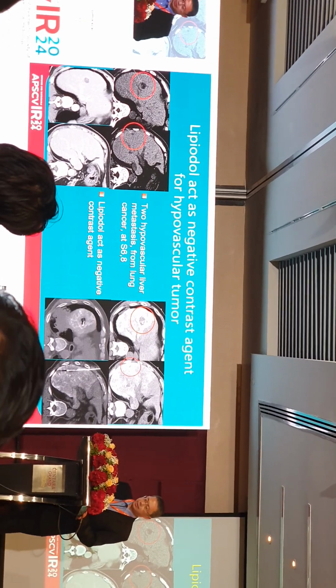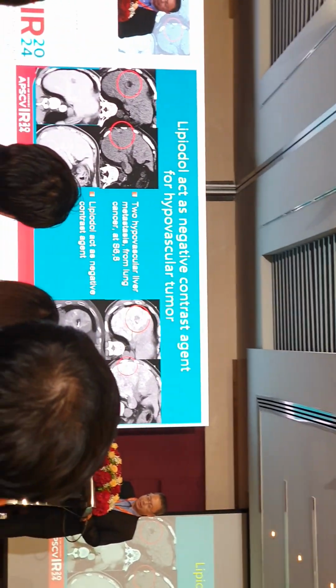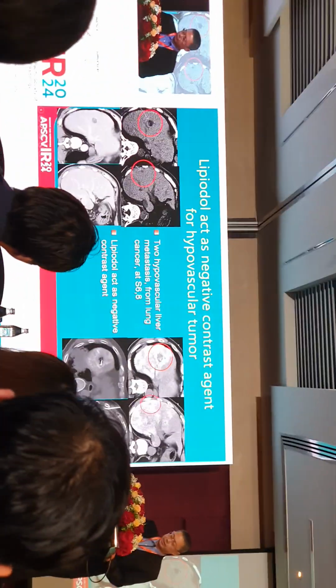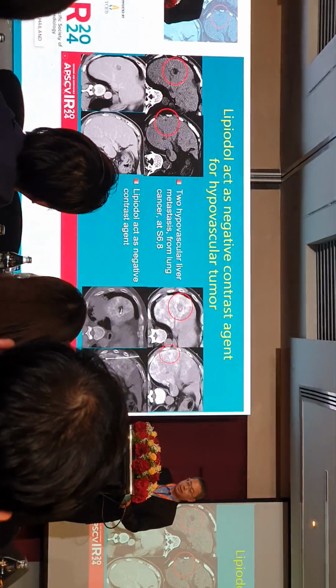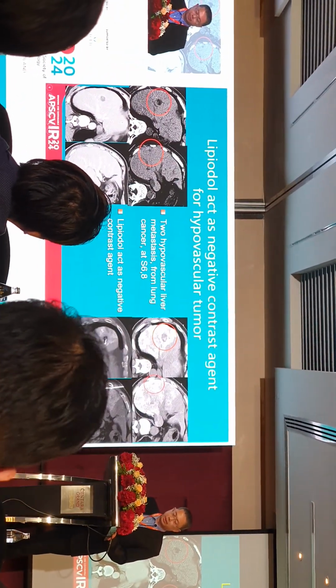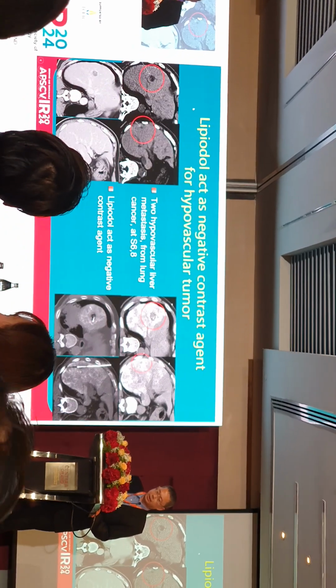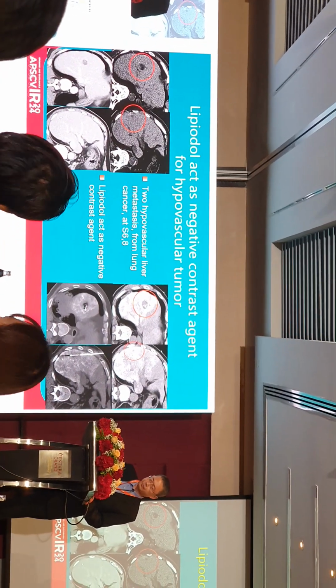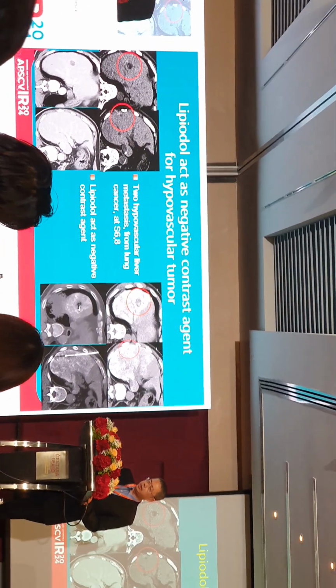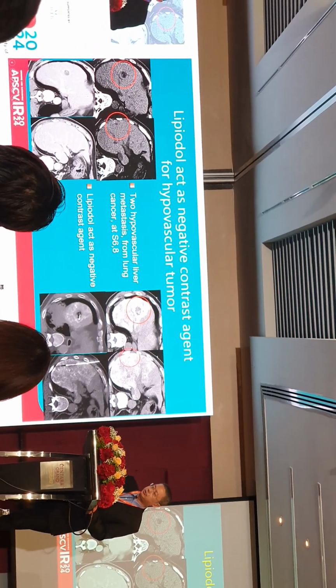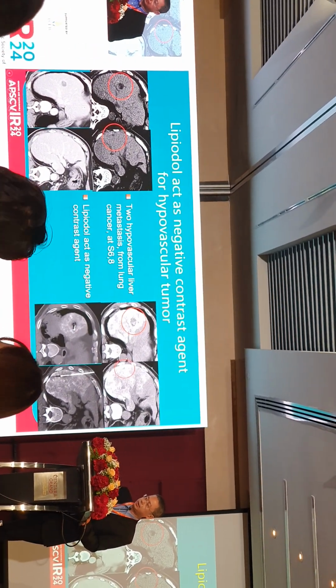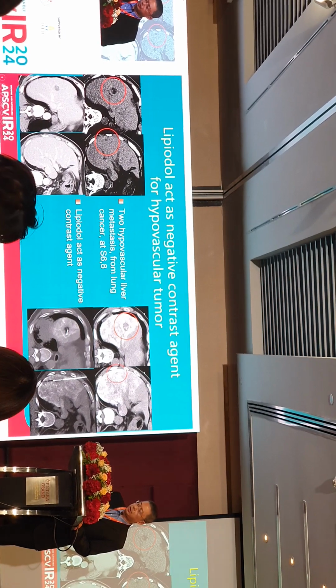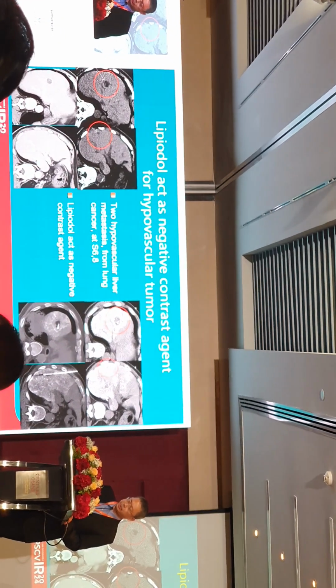For this lung cancer metastasis, a hypovascular tumor, we can see two hypodense lesions in the right lobe, but one of them is not clearly seen in the portal phase. After lipiodol TA, we can see these two lesions are hypodense, and we can clearly identify the tumors and ablate these two tumors simultaneously.